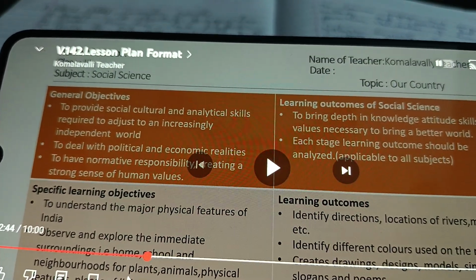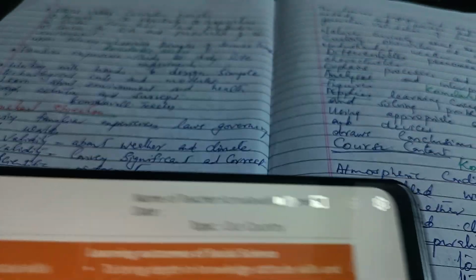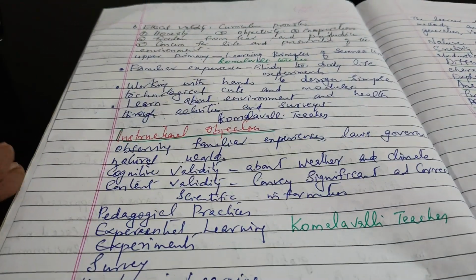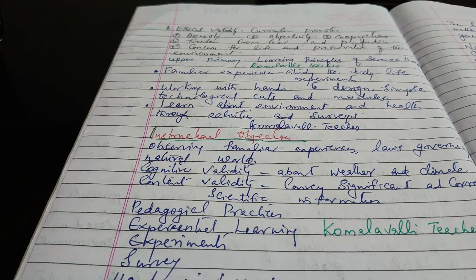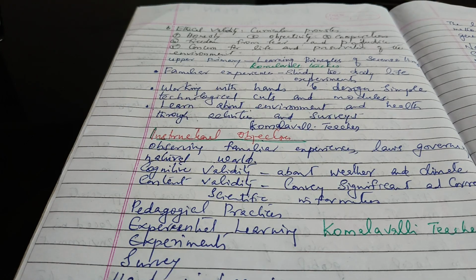And here, regarding social science, when the same topic is taken, you know that geographically how it is related is important in social science. When we talk about the instructional objective, it is to observe familiar experiences and the laws governing the natural world, then the cognitive validity about weather and climate, then content validity, which conveys significant and correct scientific information. So in the content validity, when it is social science, you have to write about which places have this climatic condition, which places have this type of weather condition. Like that you can make variations. Some changes you have to make regarding the content validity.